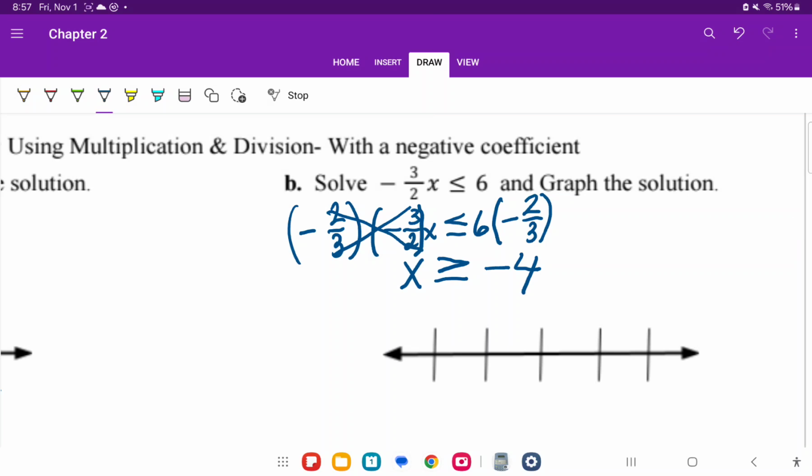All right, so Chaz, am I going to use an open circle or a closed circle? Closed. Good job. So we're going to label that closed circle. And then is my arrow going to the right or left? Right. That's right. Okay. Are there any questions on that? It's just when you divide by a negative, you got to make sure that you flip that puppy around.